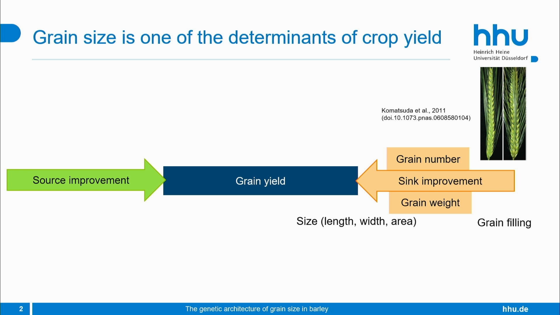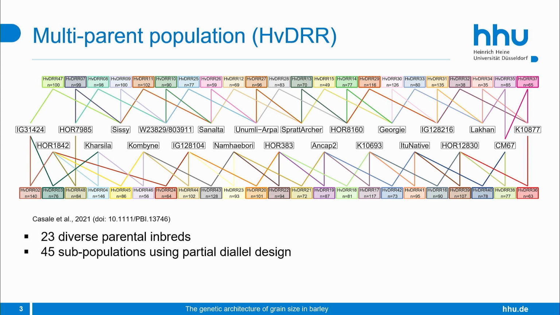Today I would like to talk about the phenotypic diversity and the genomic loci associated with those traits in barley. For this, we use multi-parent populations, developed from genetic crosses between 23 diverse barley inbreds, crossed in a double round robin scheme.